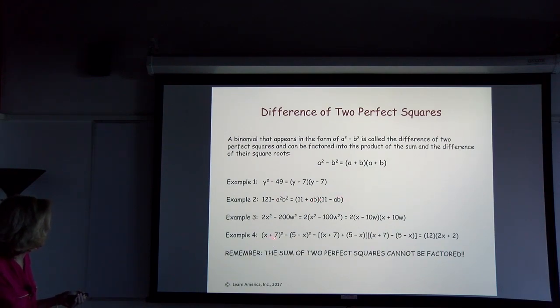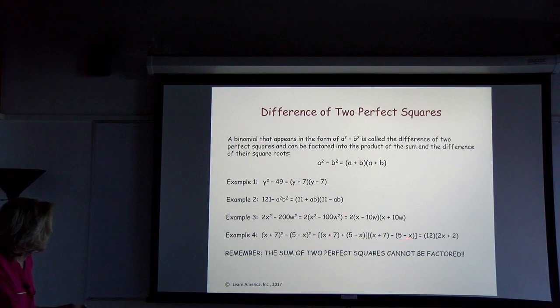Now this is one that's a little bit different. What I did over here was I had x plus 7 squared minus 5 minus x quantity squared. This actually is the first term, like your a. This is your second term, like your b. So I'm going to factor it into the sum and the difference of the square roots. So x plus 7 is going to go in the first position in each bracket. 5 minus x is going to go into the second position in each bracket. And then I'm going to clean it up.